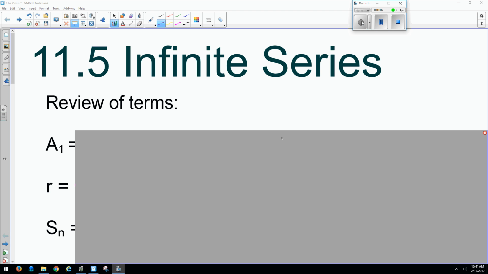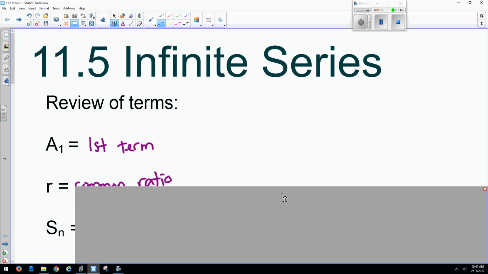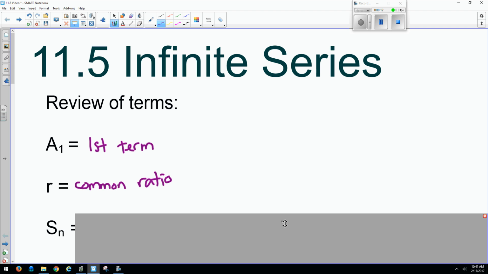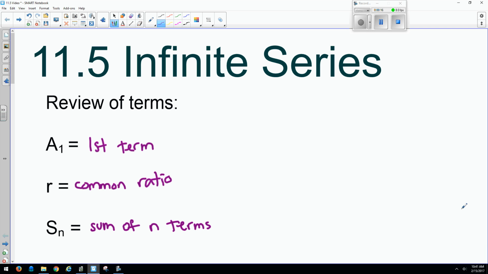Today we're talking about infinite series, and before we get into that, we're going to review a few terms. Remember, a sub 1 is your first term, r is your common ratio, and s sub n is the sum of n terms. When we talk about infinite series, we're talking about a series that just keeps going on forever.